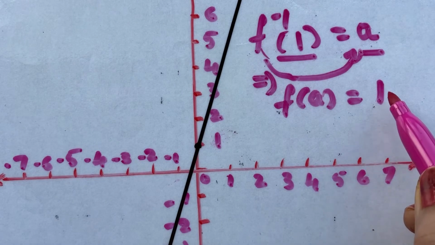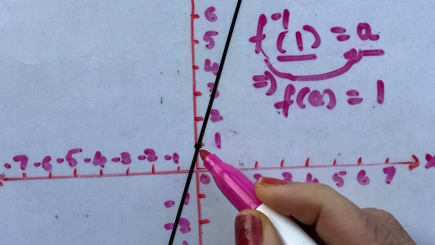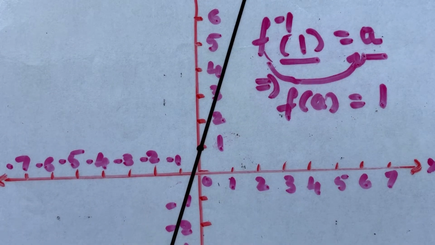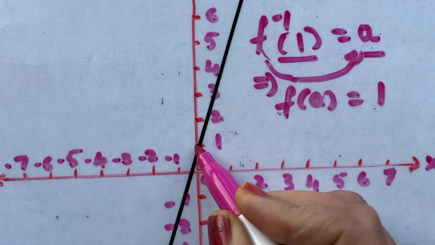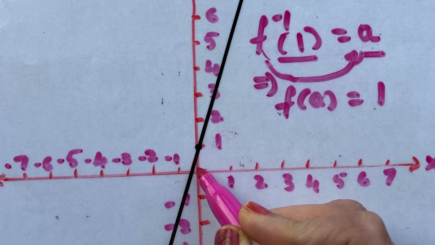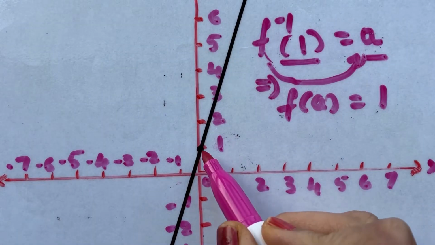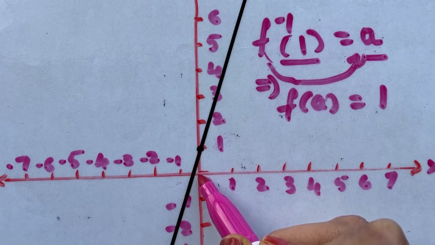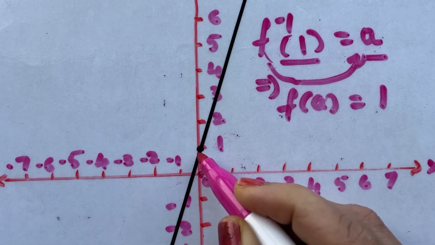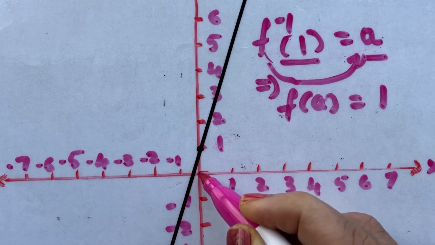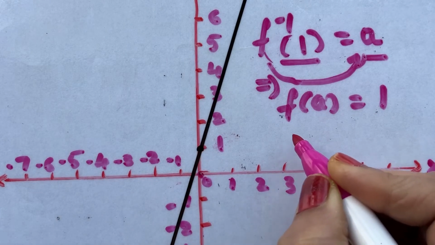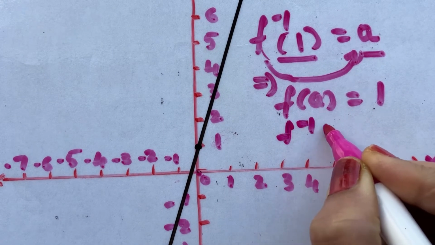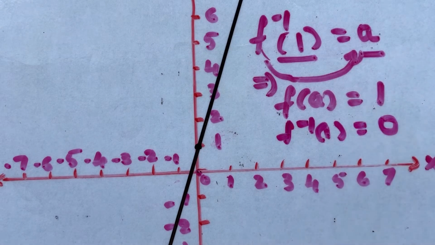We know the value of y, which is 1. Look at the y axis. 1 is here. What is the possible value of input? For y value 1, look at the x value here. x is 0. For y value 1, x is 0. Therefore, f inverse of 1 is 0.